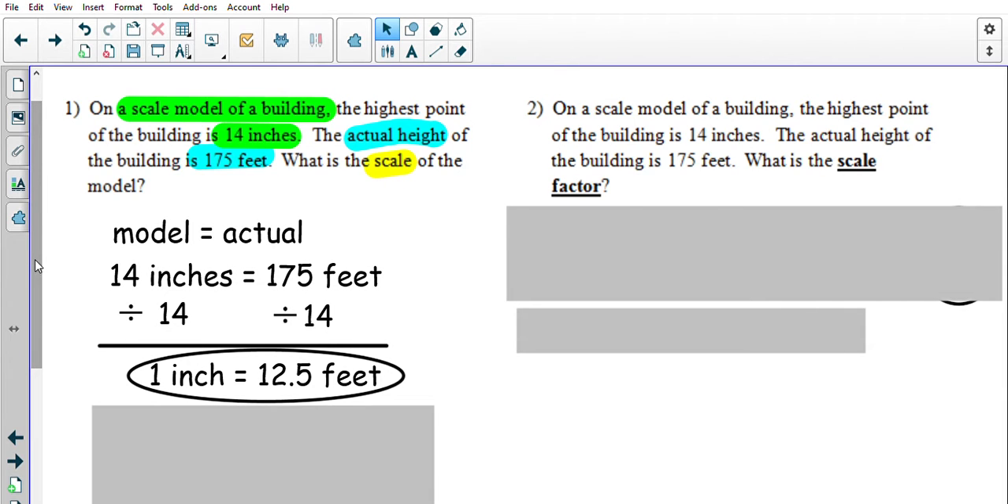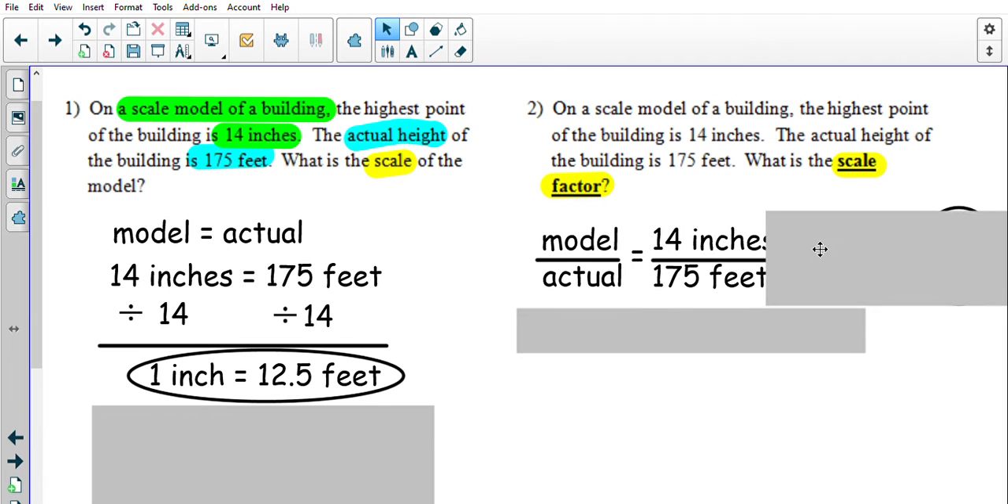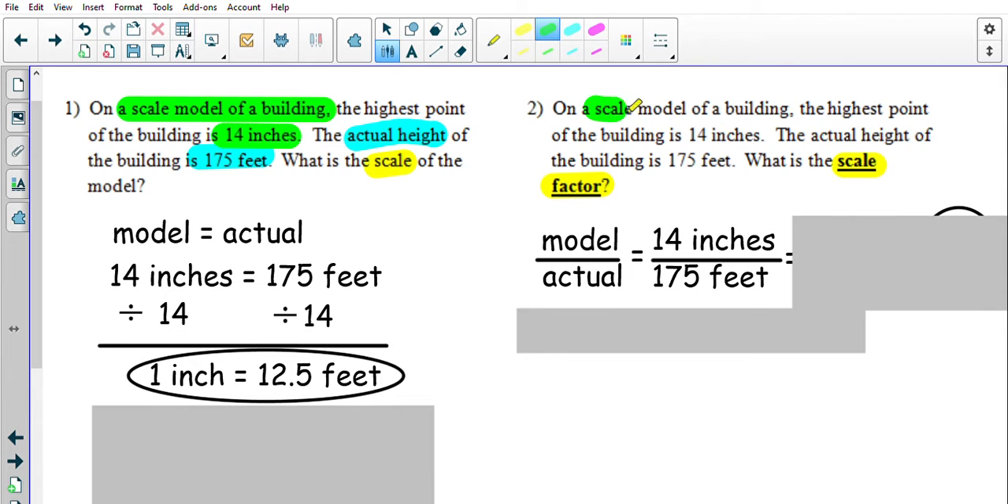Let's take a look at number 2. On a scale model of a building, the highest point of the building is 14 inches. The actual height of the building is 175 feet. What is the scale factor? So again, we want to pay attention to what it's asking us to find. Remember a few years ago, I was reading through this question and thought, oh my goodness, I put the same question twice. But this one's asking us for the scale factor. So this is going to be model over actual. So our model measurement is 14 inches. Which we've already highlighted before, but I'll highlight it again here. So the scale model, the highest point is 14 inches.